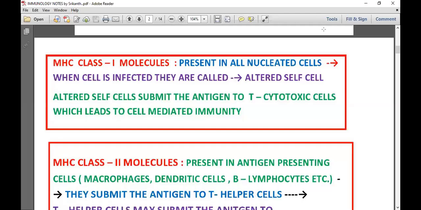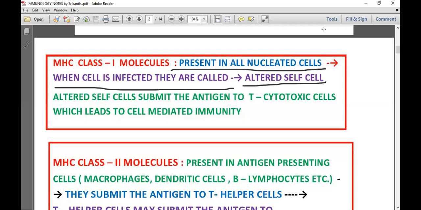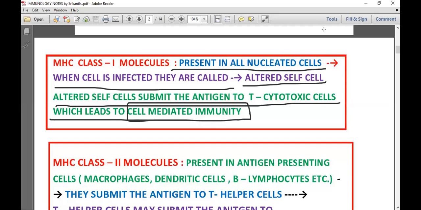So let's take a look back. MHC class 1 molecules are present in all nucleated cells. When a cell is infected, it is called an altered cell. The altered cell submits the antigen to T cytotoxic cells, which leads to cell mediated immunity.